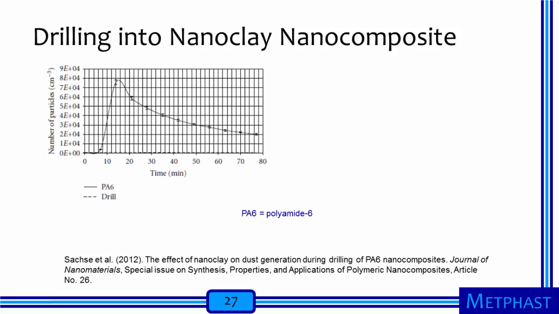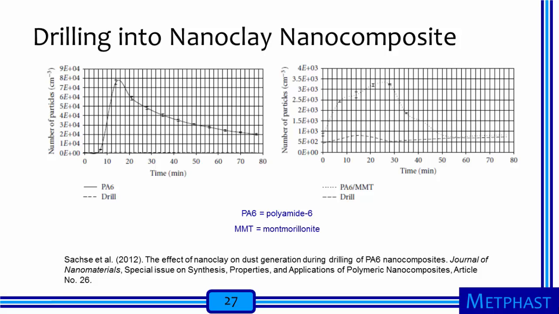Sexy and co-authors investigated particle generation as holes were drilled into a nanocomposite material. This figure shows particle number concentrations measured with a direct reading instrument as a function of time while a plain polyamide 6 resin was drilled into continuously for 14 minutes. Particle concentrations rose to a peak of about 80,000 particles per cubic centimeter before they declined after the drilling ended. The dashed line barely visible at the very bottom of the figure represents particles generated in the background as the drill was operated without drilling into the resin.